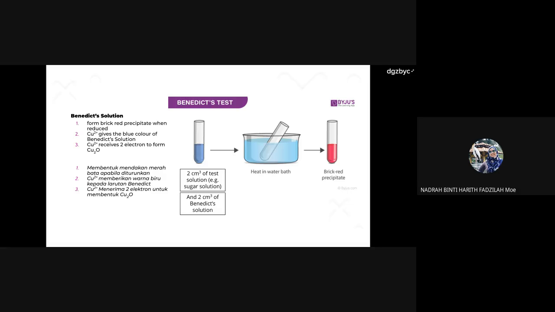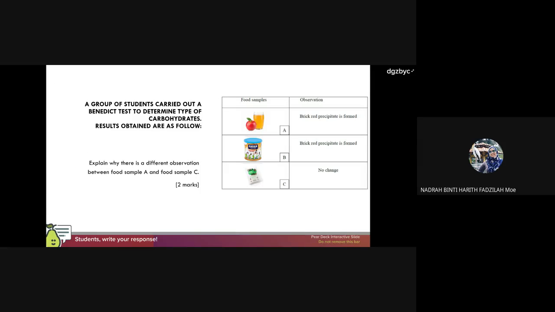So based on what we have learned about monosaccharide and disaccharide, kita tahu mana satu yang gula penurun, mana satu yang gula bukan penurun. So here is a sample question here. A group of students carried out Benedict test to determine the type of carbohydrates. Results obtained are as follows. Dekat A, B dengan C tu, only A and B, brick red precipitate is formed, no change, tak ada perubahan untuk C. So kenapa berbeza? Why there is a different observation between food sample A and food sample C? Apa yang berbeza? Dan kita terangkan perbezaan tu. Sebab tu 2 markah ya. Apa yang berbeza? Dari segi konten ke, kan? Dari segi chemical reaction ke, what is it?